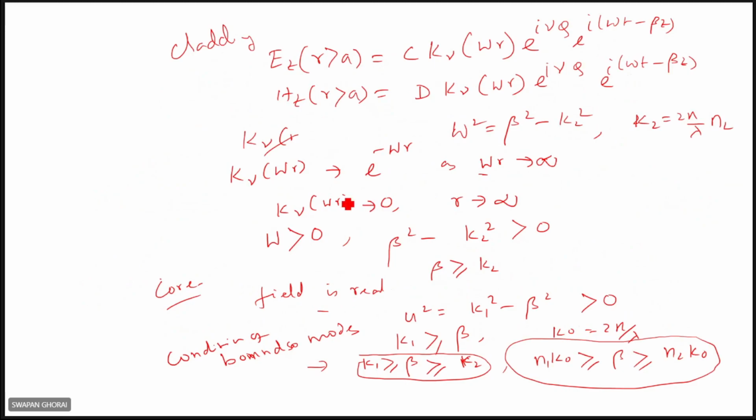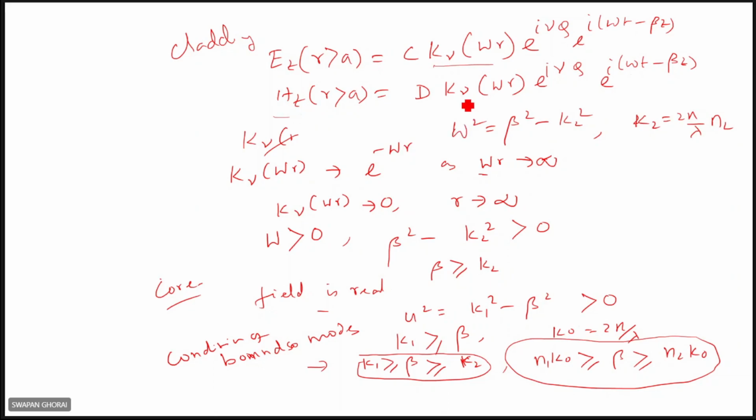So these are the solutions that you can consider within the core. Similarly, within the clad, when r is greater than a, this time the Bessel function will be of a different kind, because the field is decaying in nature. So it is K nu W R. Other things are the same as before. So this is for the electric field, this is for the magnetic field, right? These are the solutions inside the core and within the clad, the expressions for electric field and magnetic field, Ez and Hz.